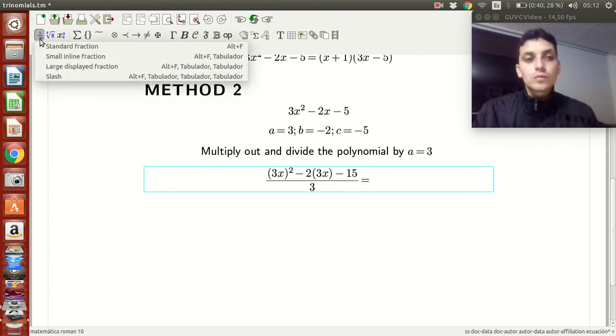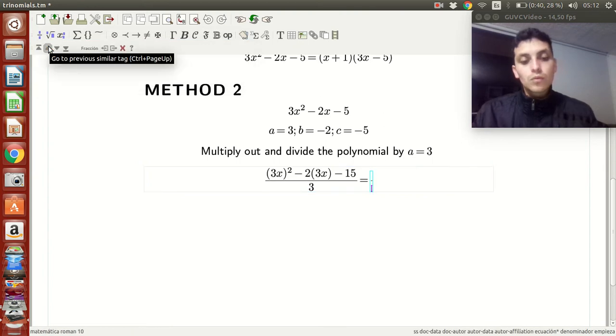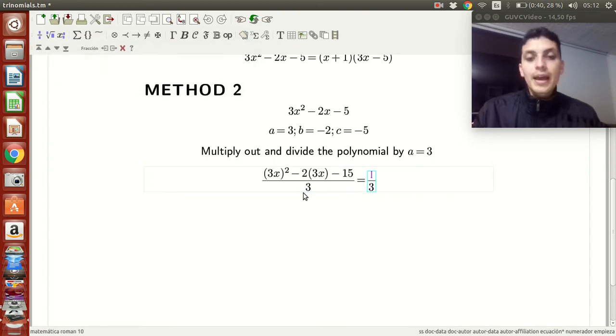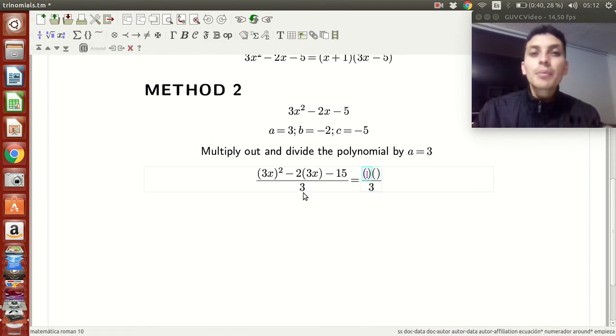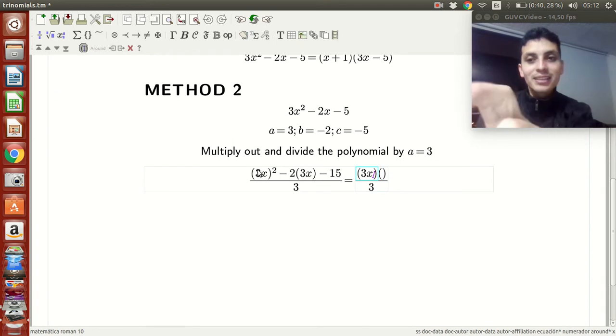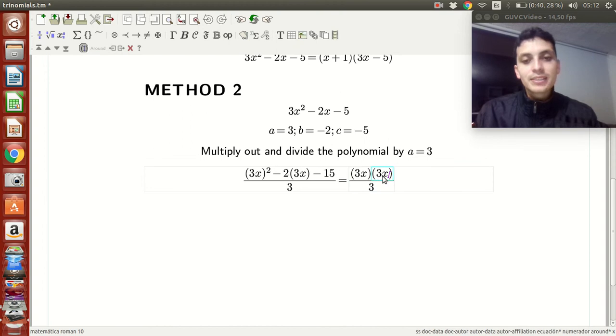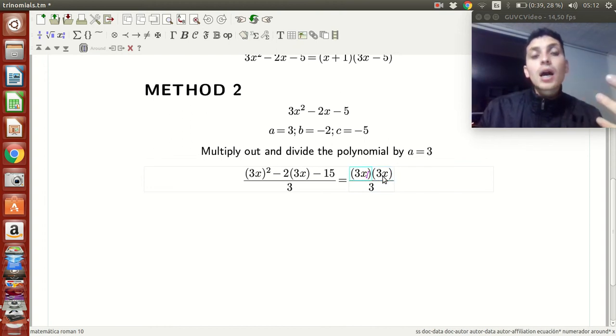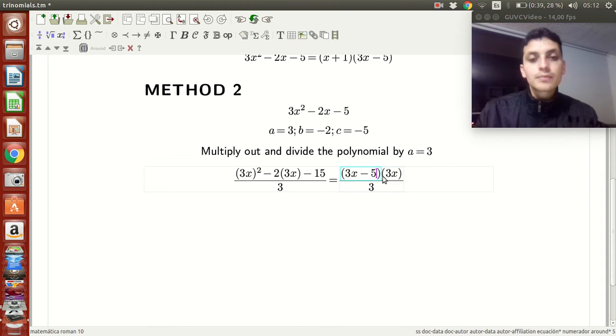So we know that we have to write the trinomial in the form 3x, because it's the x in this case, and 3x here, and two numbers whose product is negative 15 and whose sum is negative 2, so negative 5 and positive 3.